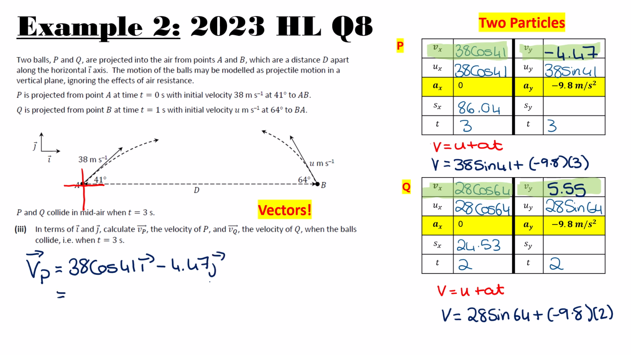Now let's turn that into a number. So that's 28.68I and then minus 4.47J. So that's perfect. Now, for the velocity of Q, we need to remember that to simplify our question earlier, we took to the left as being positive.